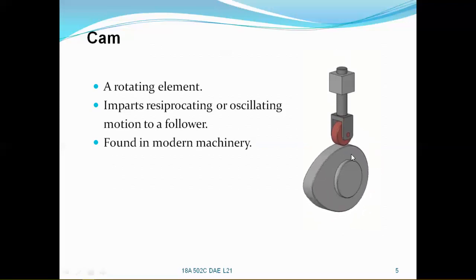So a cam is a rotating machine element. This is imparting the reciprocating motion to this follower. This is a roller follower. And as you observe this mechanism, this roller is always remaining in touch with the cam, right? So this is the cam mechanism.